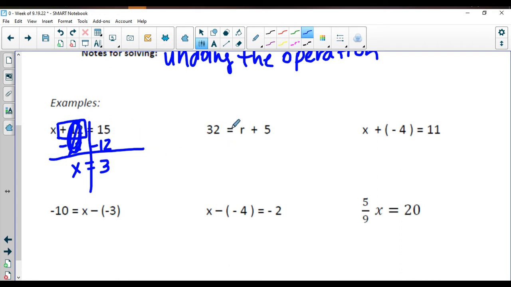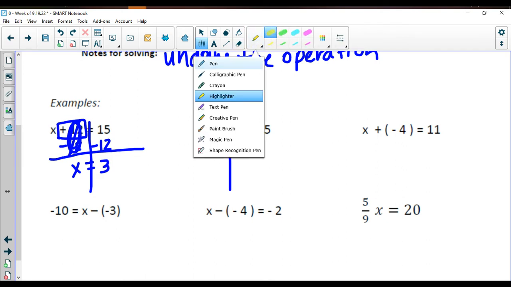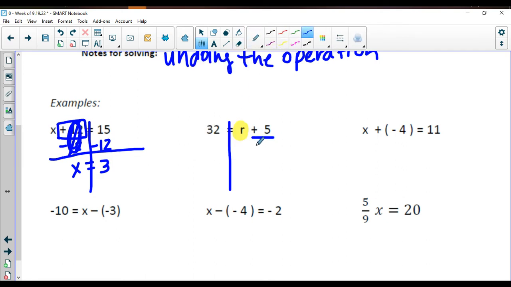Over here on this next example, I'm going to drop a line down. I'm going to look for that letter again. Letters are loners. That letter is R. The thing over there with R is a plus 5, so I want to do a minus 5 to move it. Keeping things balanced, I also need to do a minus 5 over there. That leaves us with R because those are opposites and cancel out. And 32 minus 5 gives me 27. If I go back and plug that in, 27 plus 5 is equal to 32. So again, I did this correctly.